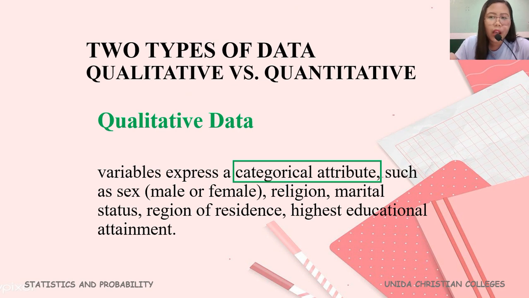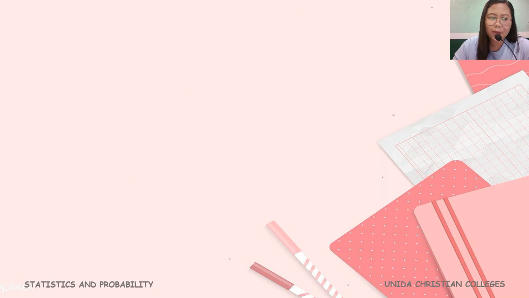Let's say religion. Part ng research mo or nung survey mo, yung religion, i-categorize mo na lang ano ba yung mga religion natin. We have Roman Catholic, we have INC, we have Christian, we have born again, and so on and so forth. So, kinakategorize lang po natin yung characteristic. How about marital status? Kung isasama nyo siya sa inyong survey, ika-categorize nyo na lang siya. Pwedeng single, pwedeng married, pwedeng widowed, pwedeng separated. And then region of residence, highest educational attainment. Basta ang tatandaan nyo sa qualitative, kinakategorize nyo lang yung characteristic. Okay? Next.